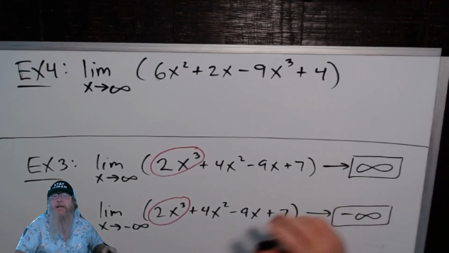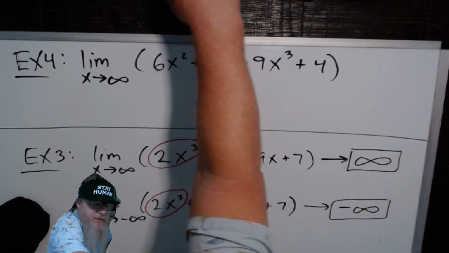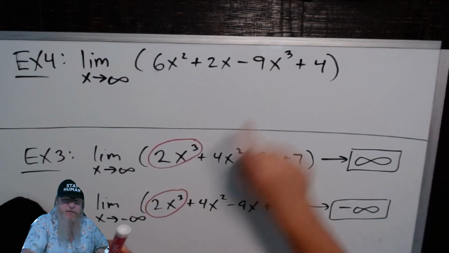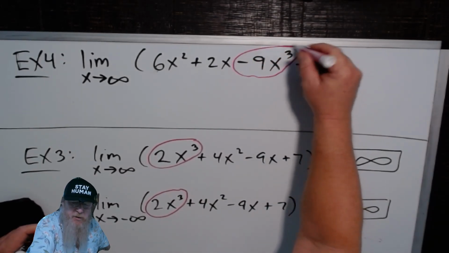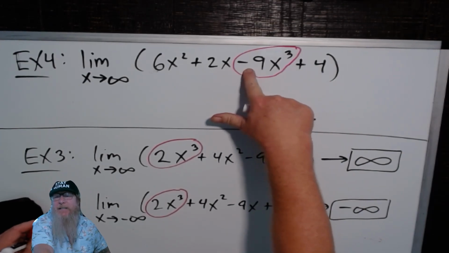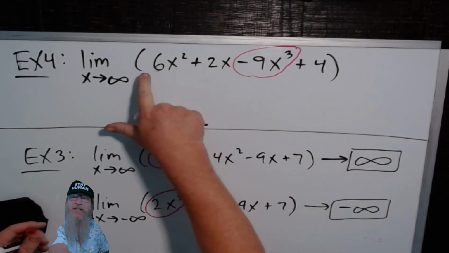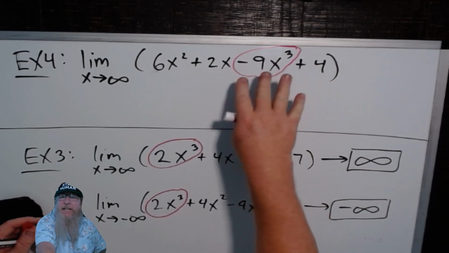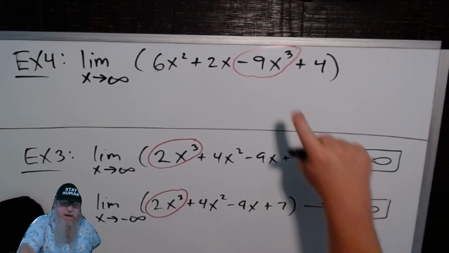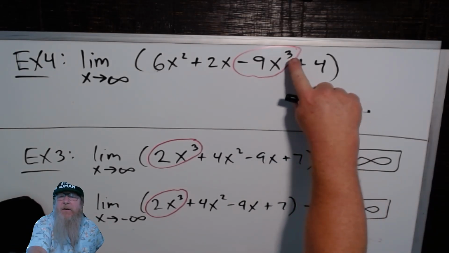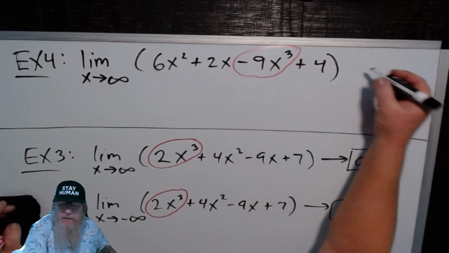So notice the leader is not in front. Yeah, the leader is hiding right here. Make sure you include whatever the sign is. It's pretty obvious when the leader is out in front, but when the leader is hiding, you got to be careful. That's not a 9, that's a -9. So again, you have an odd power, but you have a negative leader.